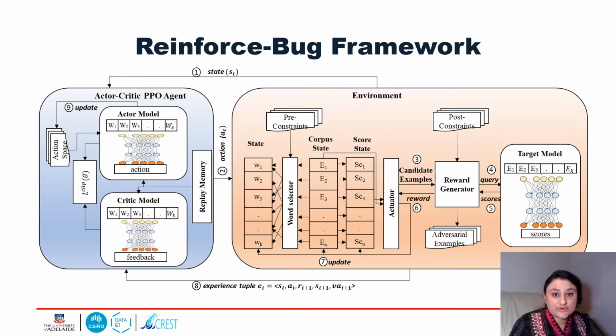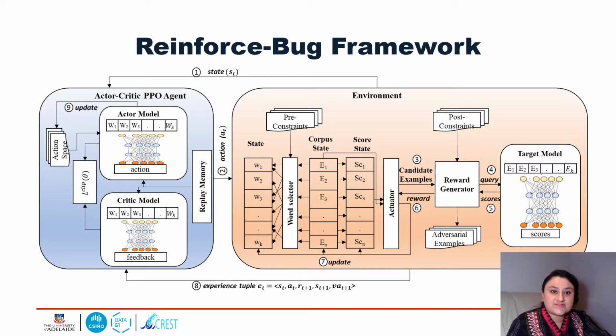We now discuss the framework of ReinforceBug. It can be seen that we have two major components, agent and environment. The agent is responsible for taking an optimal action on the environment state ST such that the optimal action results in adversarial examples. The major modules of the environment are word selector, actuator, and reward generator that will be discussed in the next slide.